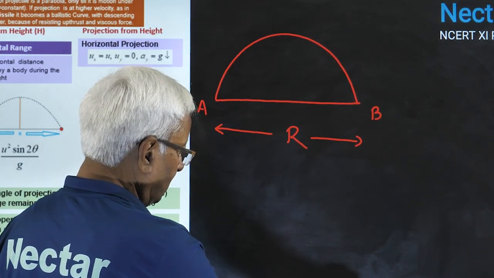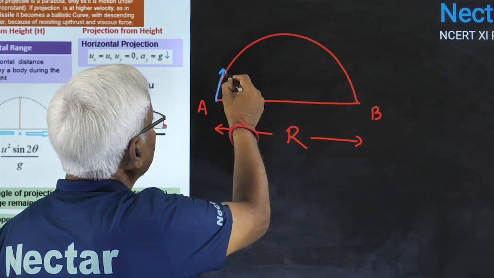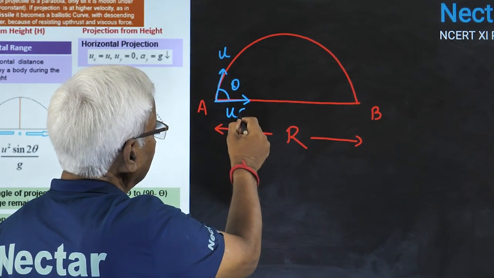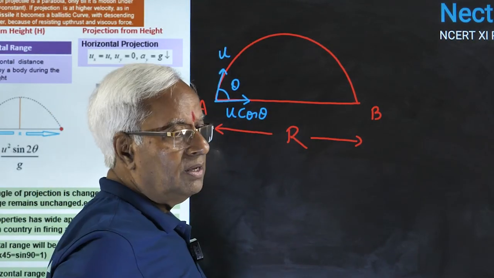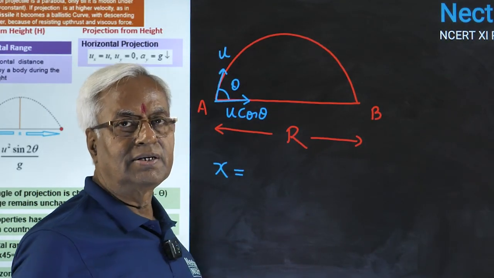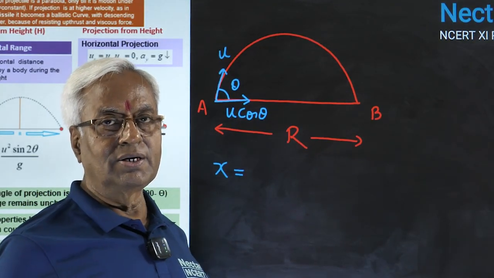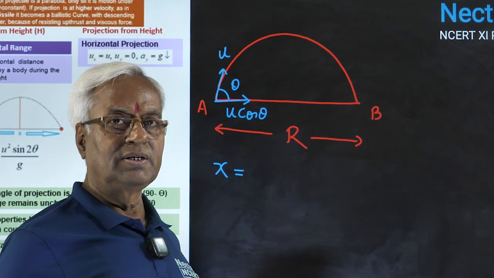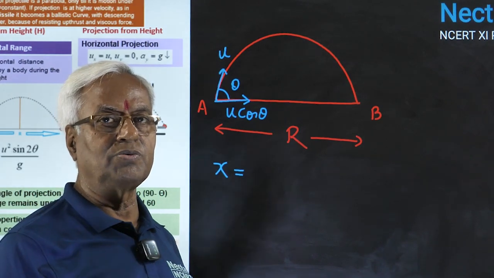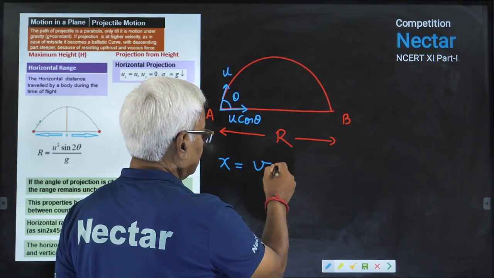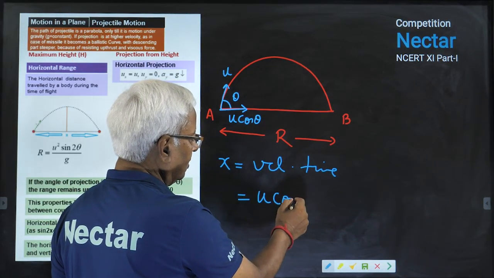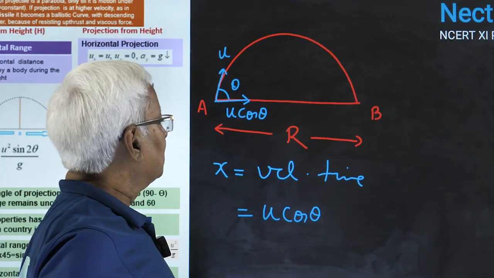The initial velocity we considered was u, and its horizontal component would be u cos theta. When we consider the equation in the horizontal direction, there is no acceleration. Horizontal velocity always remains constant. Then in the horizontal direction we have only one formula, that is x equal to velocity into time. Velocity will be the horizontal one, that is u cos theta.